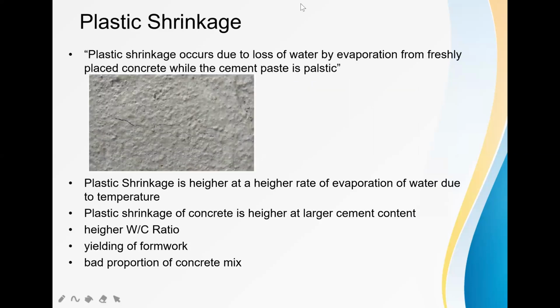Plastic shrinkage is due to the loss of water by evaporation from the freshly placed concrete, while the cement is in a plastic state. This plastic shrinkage is higher at a higher rate of evaporation of water due to temperature. It is also higher at a higher cement content. We can commonly see plastic shrinkage where there is yielding of formwork. That means if there is a gap in the formwork, it can cause shrinkage. Next is a bad proportion of the concrete mix. If the proportions of the concrete are not maintained properly, shrinkage will occur.